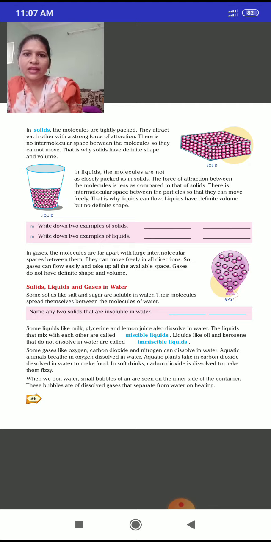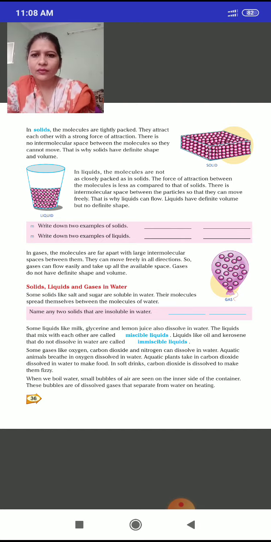Liquid has a definite volume but no definite shape. If you keep liquid in a glass, it will take the shape of the glass. If you keep water in your water bottle, it will take the shape of the bottle. If you are drinking milk, milk also takes the shape of the same utensil, in a glass or in a bowl, anywhere.